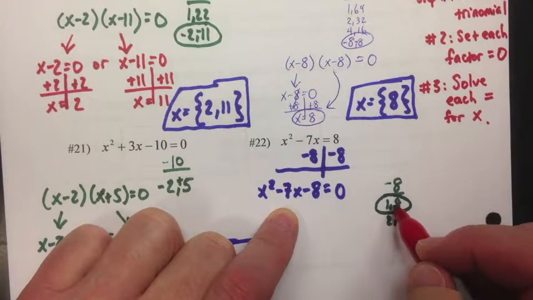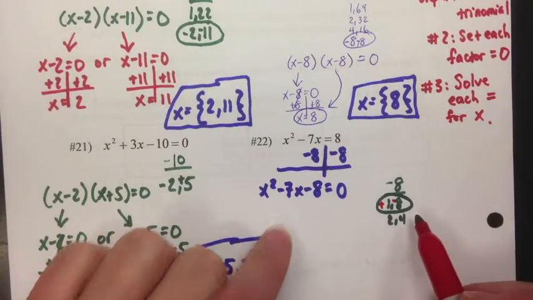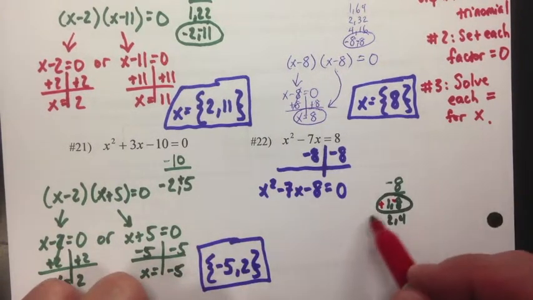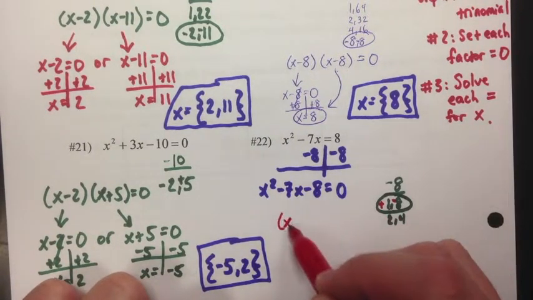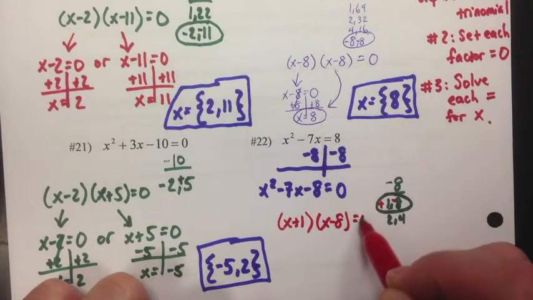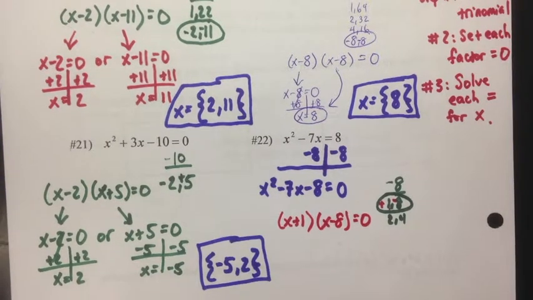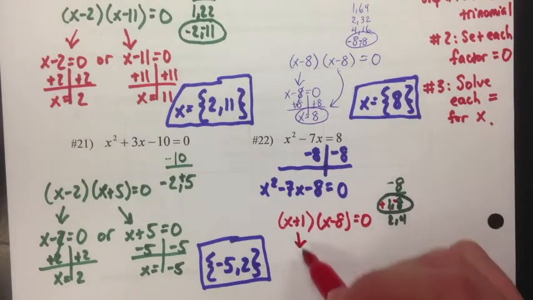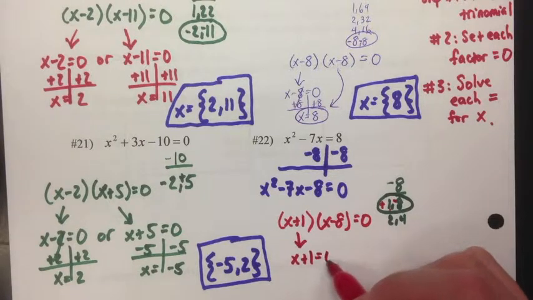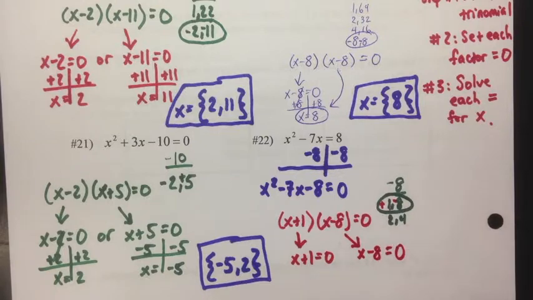So that means that the bigger factor, the 8, is negative 8 plus 1. Negative 8 plus 1 is negative 7. So the factors, we have x plus 1 times x minus 8 equals 0. Now we take each factor, set it equal to 0, and now you solve it.